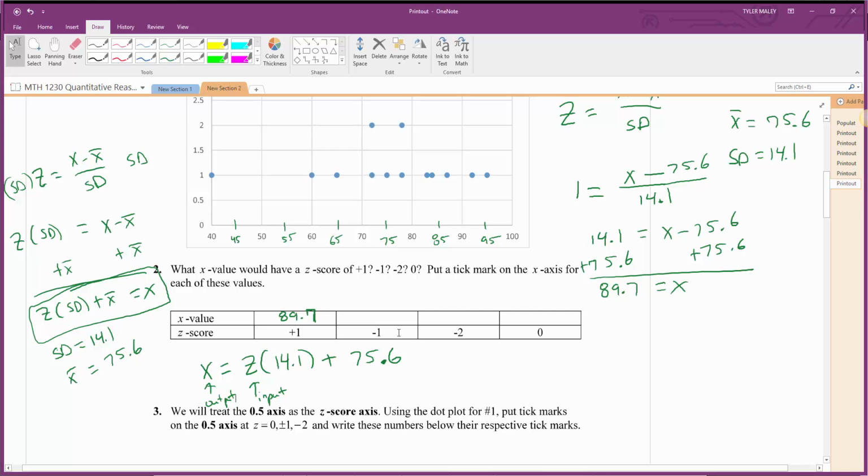So we just need to plug in -1 for z, -2 for z, 0 for z, and simplify. Plugging 0 in for z would be easy, right? Because this term just becomes 0, since 0 times 14.1 is 0, so we would have 0 plus 75.6, which is just 75.6. Right? So we could calculate the other two.